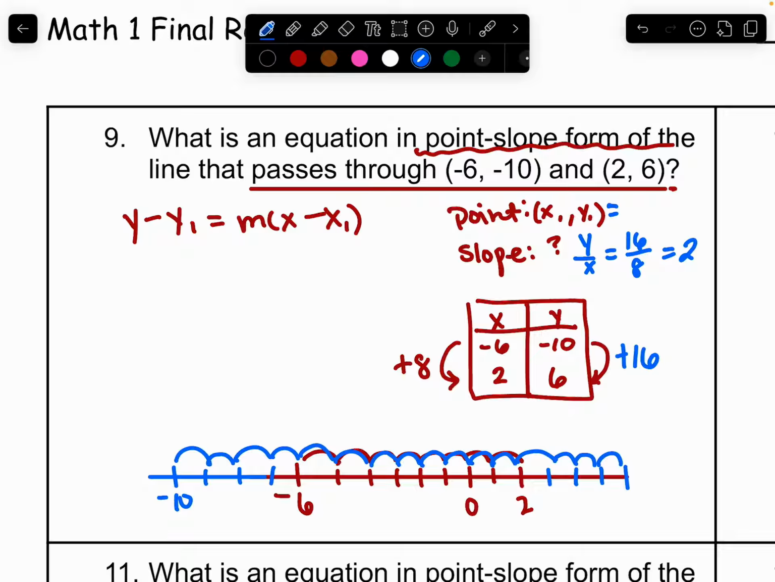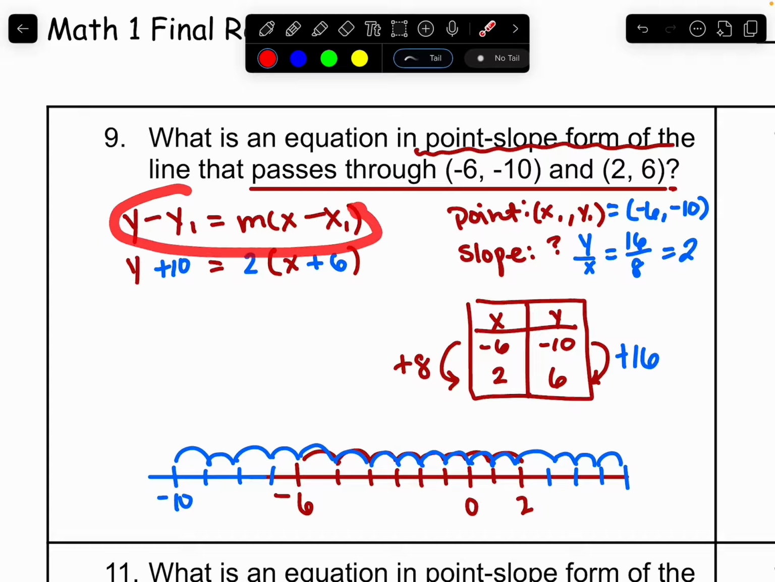My x1, y1, you could choose whatever you want. I'll choose (-6, -10). My x1, since it's a -6, it's going to be a +6. My y1, since it's a -10, +10. My slope, we leave it alone, minding its own business. It stays as a 2, and then bring everything else down. So you just have to remember this formula. Actually, it's going to be multiple choice, so you just need to know your slope. You guys have to figure out your slope.